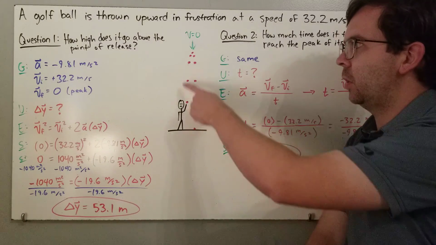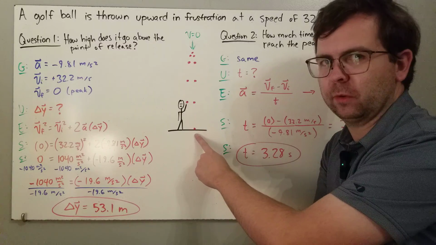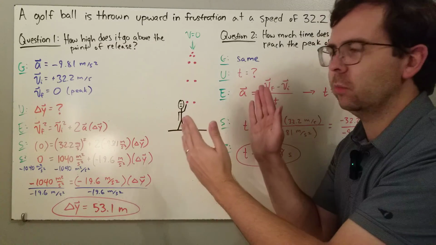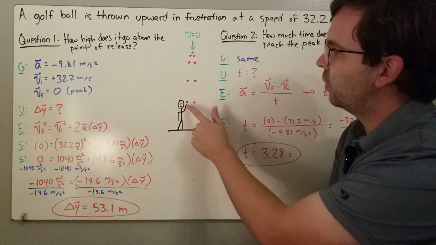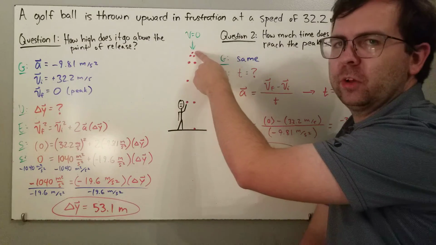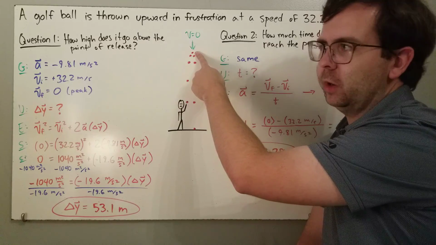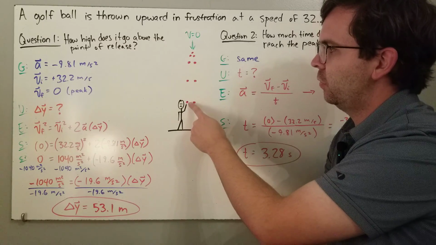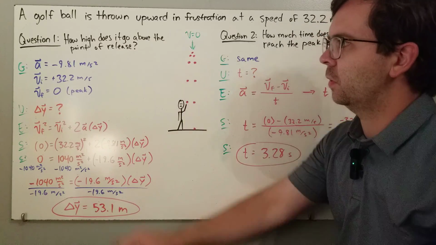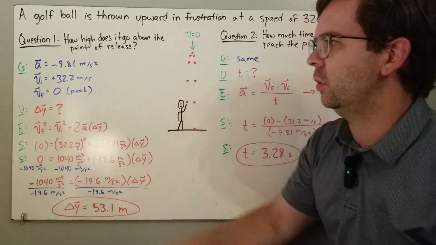Now, in reality, the ball keeps going and ends up hitting the ground, right? But we're just going to narrow our focus to just the moment when it reaches that peak, and that's going to be called our final velocity. So we can choose where our final and initial values are. Initial is here, final is at the peak. So the final velocity at the peak is 0.